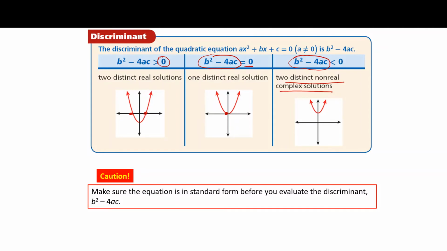So make sure the equation is in standard form before you evaluate the discriminant. So it has to have ax squared plus bx plus c. Okay, that's the form it has to be in so that you can use this b squared minus 4ac.